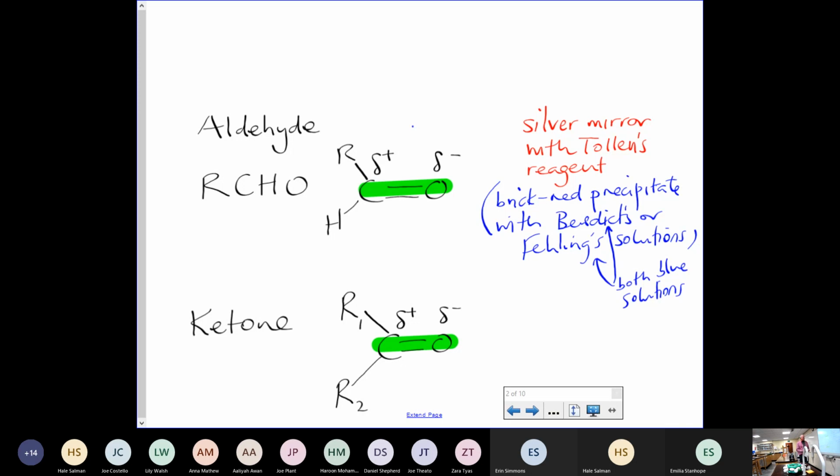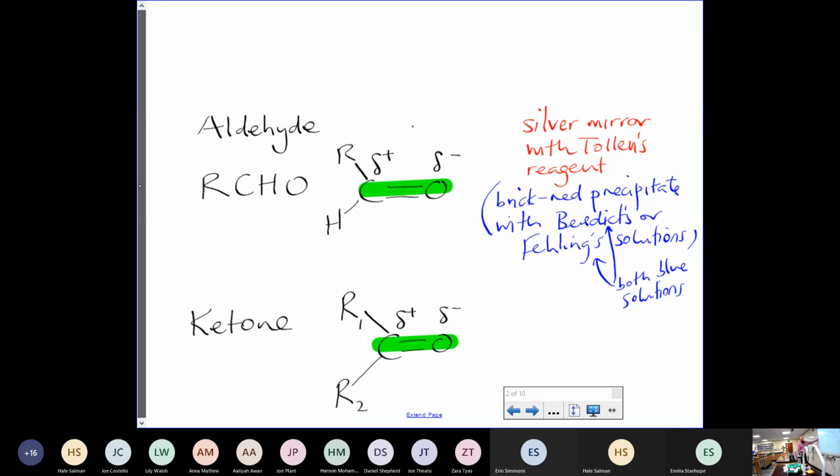So you'll see that we have a slightly positive carbon in the carbonyl, which we write delta plus above, and we have a slightly negative oxygen, which we write delta minus above. And that really gives us an indication into the sort of chemistry that carbonyl compounds will participate in. That delta plus carbon in the carbonyl will readily attract nucleophiles. So the most common reaction that we're going to see with this type of substance is a nucleophilic addition.